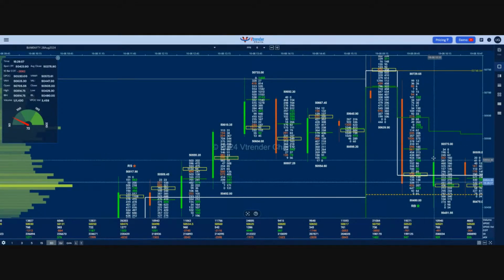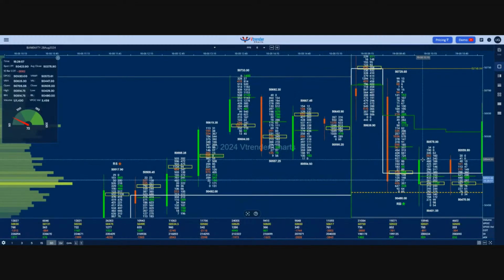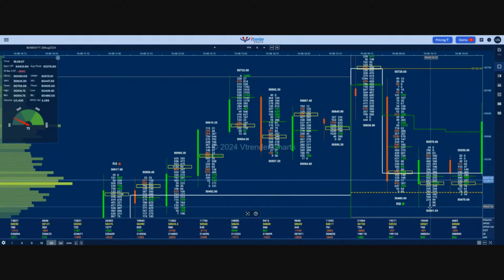And you can see how the C side, after making new lows, remained below the VWAP of B. So that was one indication that the seller is in control. But what we saw in C was again the selling at lower levels was drying up. So that was not giving that confidence to take fresh short positions in this zone.